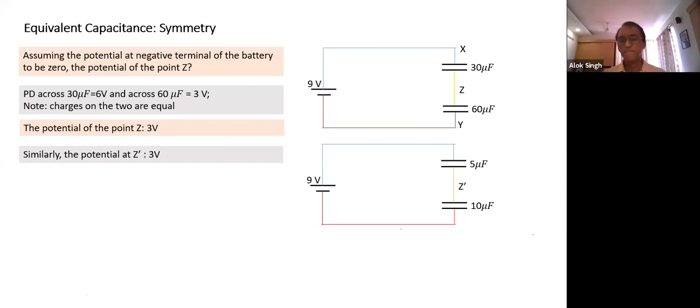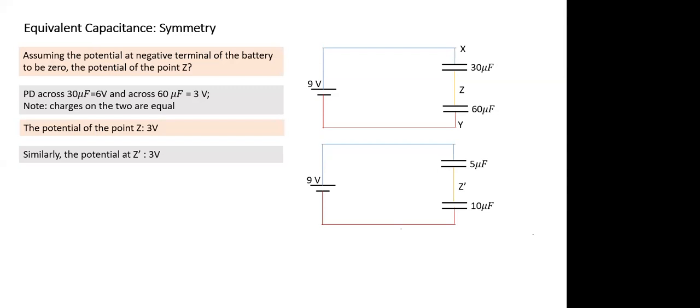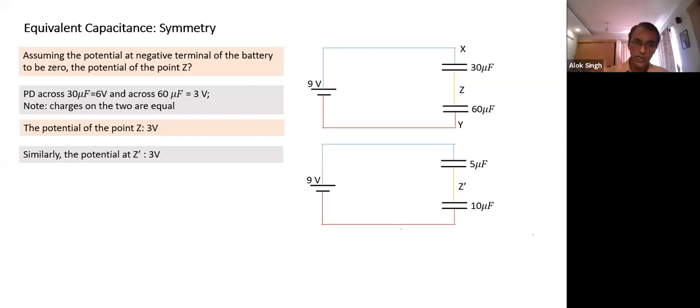Similarly, we take one more circuit here. Now it's not 30 and 60, it is 5 microfarad and 10 microfarad. What is the potential at point Z dash? What will be the potential at Z dash? Earlier, in the previous case, the potential at Z came out as 3 volts, because the potential got distributed in inverse proportion to capacitance. Here also the ratio remains the same, so the potential will remain the same. So Z dash is also 3 volts. And so what is determining the potential? The ratio. As long as the ratio remains the same, the potential gets divided in the same ratio and the potential remains the same. This is easy. Okay.